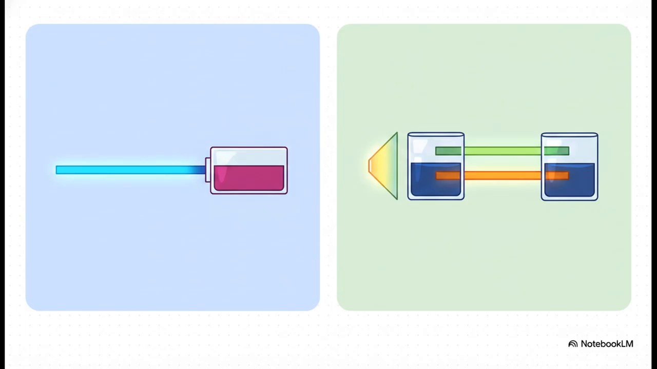A double beam instrument totally solves this. It uses a beam splitter to divide the light into 2 paths, simultaneously measuring the sample and the reference blank. It automatically and continuously compensates for any light source fluctuations, giving you way higher accuracy. It's a real game changer.